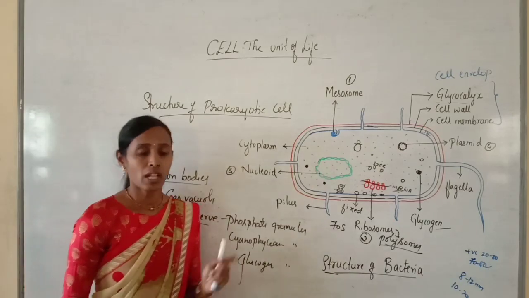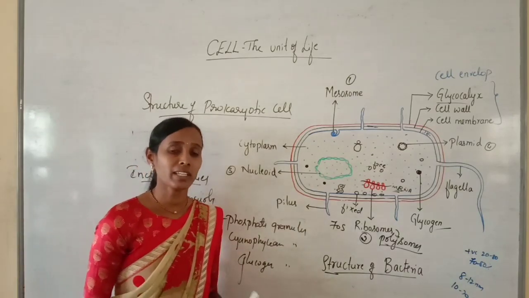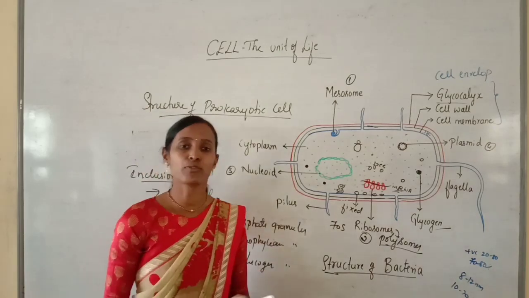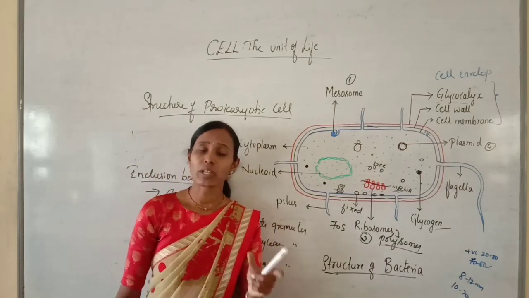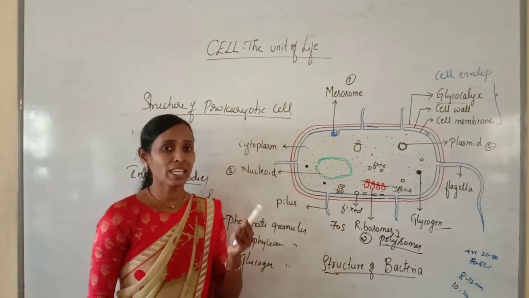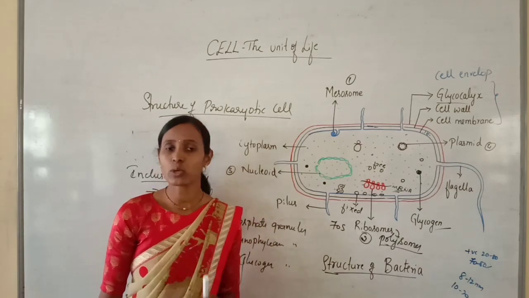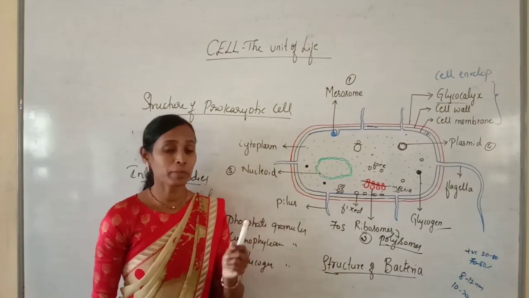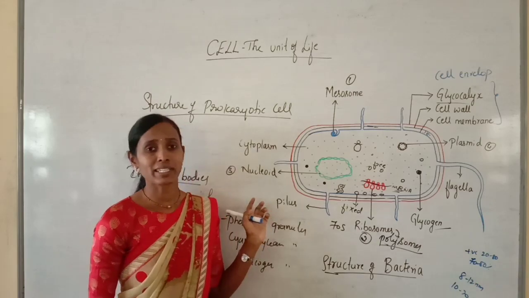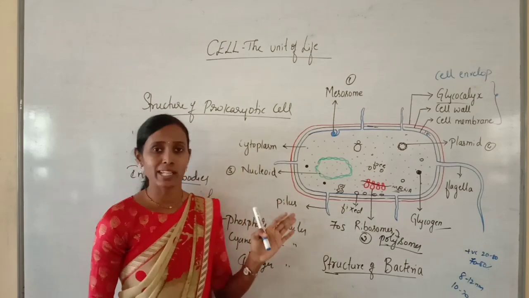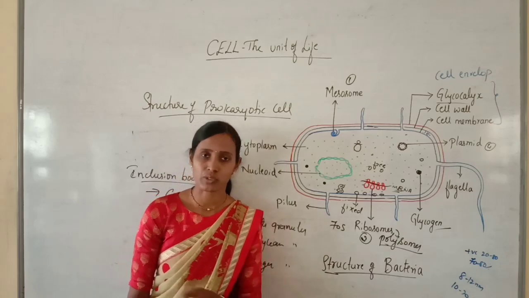Then gas vacuoles. These gas vacuoles are usually present in cyanobacteria as well as photosynthetic bacteria. Then what is the use of this gas vacuole? These are the gas storing vacuoles. They mainly help in protecting the bacteria, or protecting the organism, from harmful radiations.